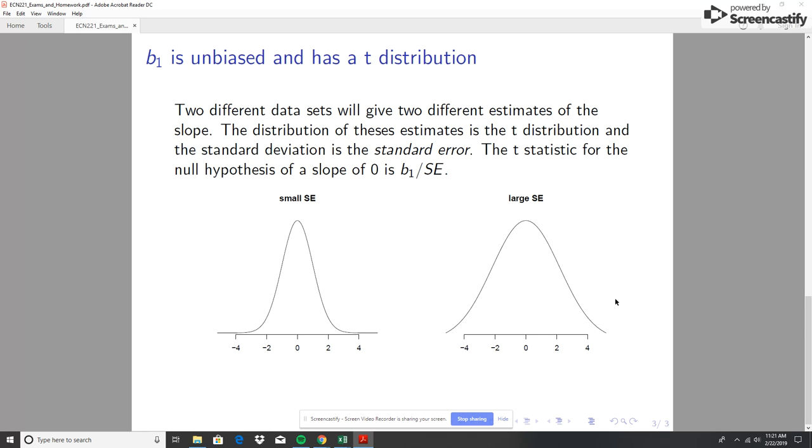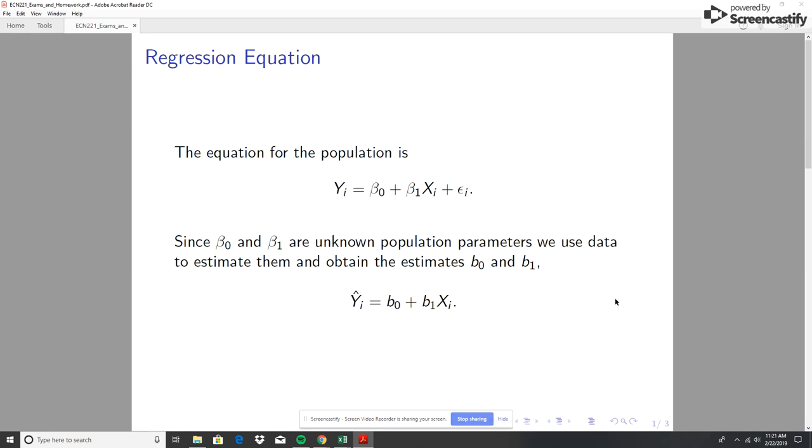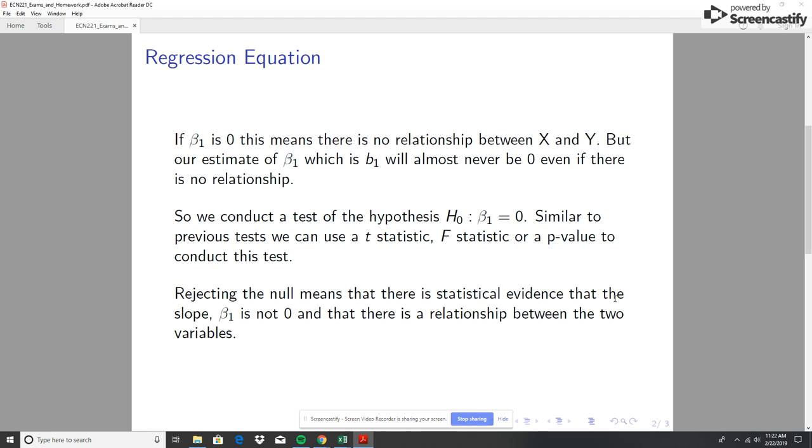So with that though, beta 1, if that is 0, that means there's no relationship, right? Slope of 0, you can just go back and plug in on the previous page even. If beta 1 were 0, you just have y equals beta naught plus epsilon. So no relationship. So that would be the interpretation of beta 1 being 0. But our estimate of beta 1, which is going to be the b1, it's never going to be 0, even if there is no relationship.